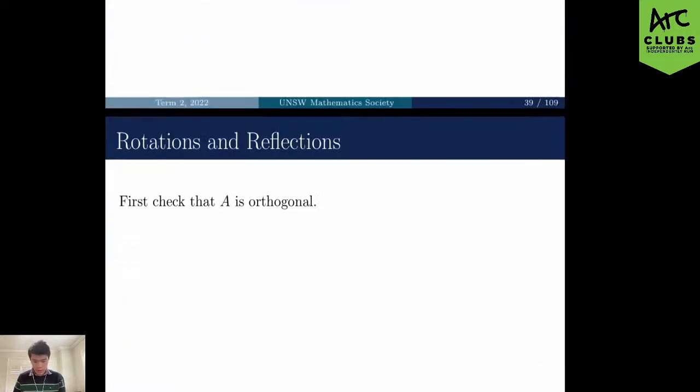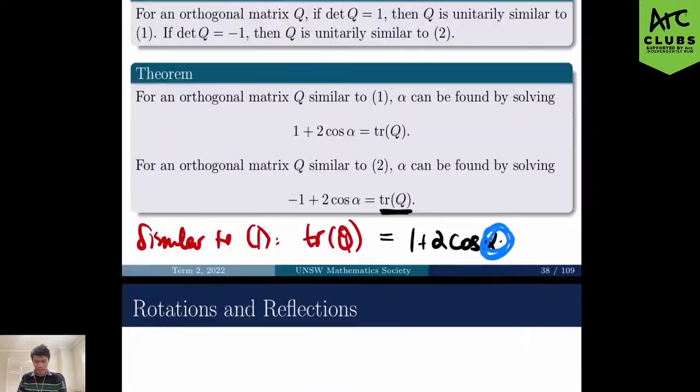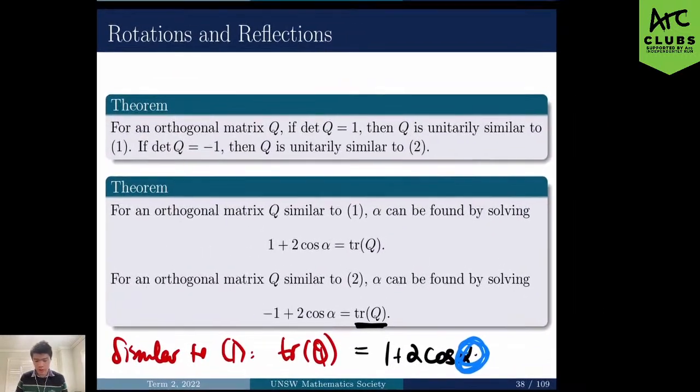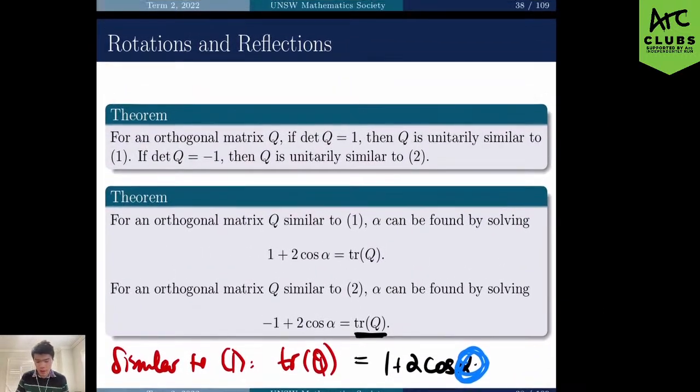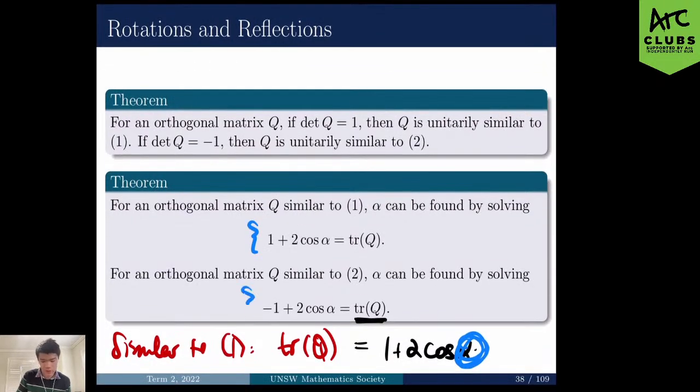I will go through this, but basically this is all detective work, right? So if it's similar to 1, then you can find out what alpha is by solving this equation. If it's similar to 2, you can find out alpha by solving this equation. From then on you can work out two things: if it's a rotation or a reflection, and you can also work out the angle about which it's rotated.